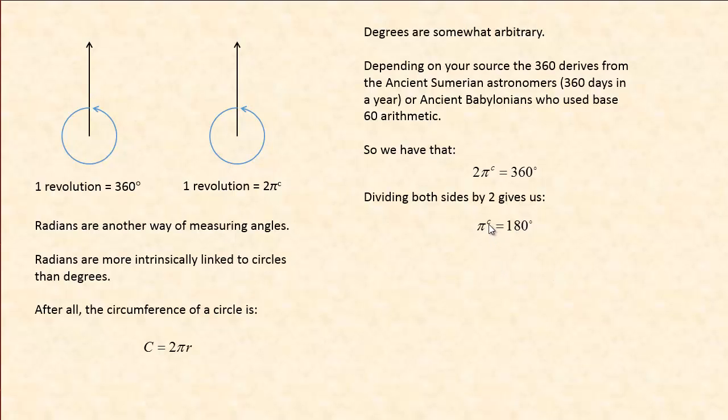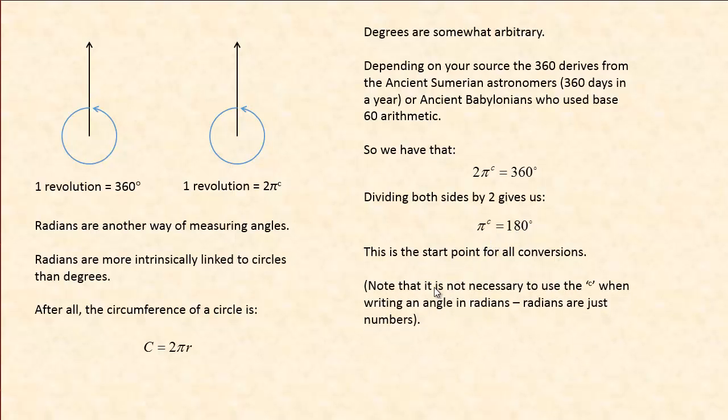Now, so far I've used this little c here when I'm talking about radians, and the c stands for circular measure. This here is the start point for all conversions, but you should note that it's not necessary to use that little c up here when writing an angle in radians. We could just write pi here with no unit at all. Radians are just numbers, they're not units at all.